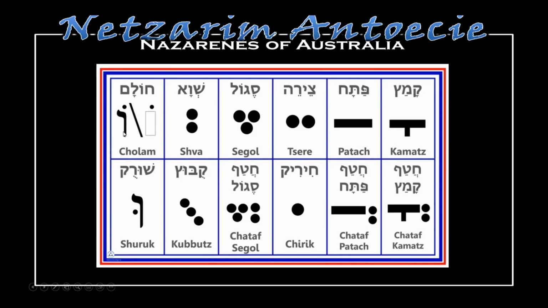And then we have cholam, so we can hear it's got an O sound. Then we have a shuruk, so that's a U sound. And then we have kubutz, a longer U sound, sorry. Then we have a chataf segol, which has a shva with the segol, which is the E sound. Then we have chirik, which is the I sound. And then we have chataf patach, the syllable mark, the shva, with a short A sound. And then we have chataf kamatz, which is a syllable break followed by a longer A sound.